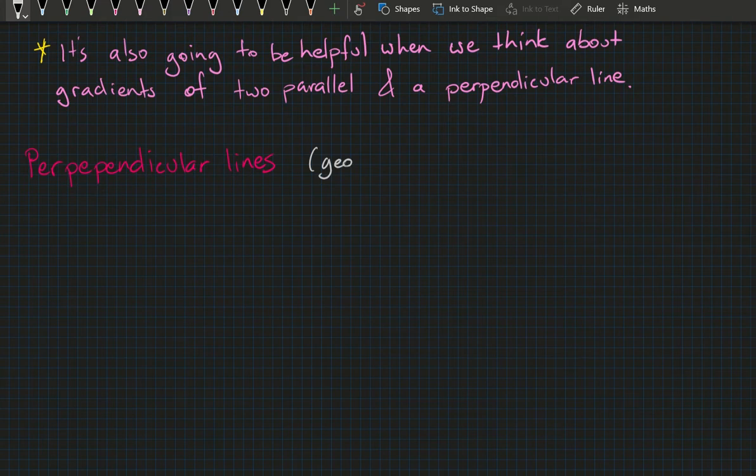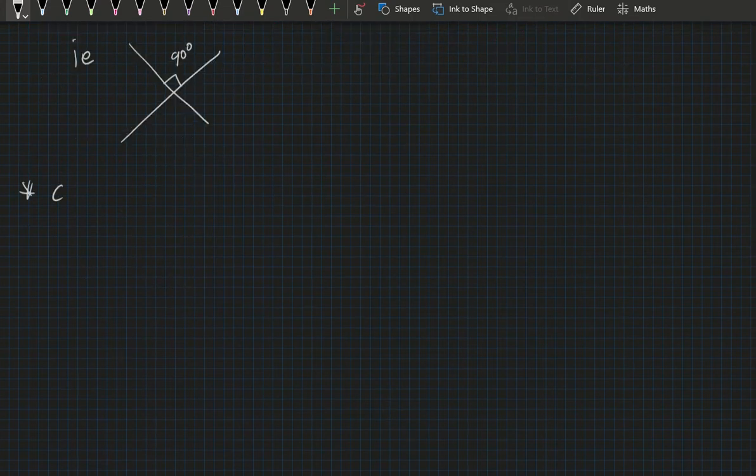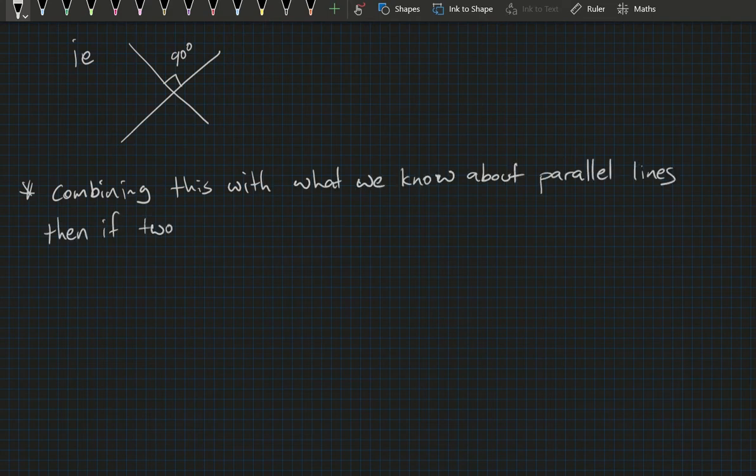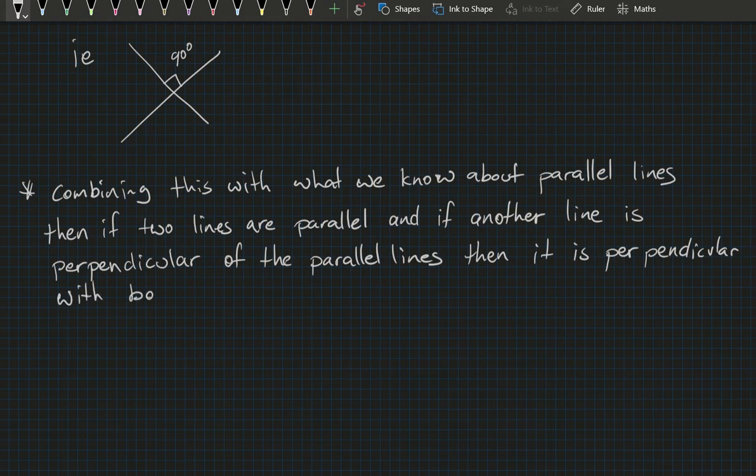And this will be a geometric look at perpendicular lines. Two lines are perpendicular if their intersection is 90 degrees. In other words, just like this diagram. And of course that box there means that we have a right angle. Now combining this with what we know about parallel lines, if two lines are parallel, and another line is perpendicular to one of the parallel lines, then it's perpendicular to both.